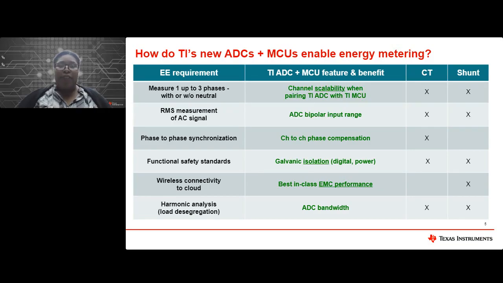However, that is only in the CD implementation. The next thing is you will have functional safety standards. So you're going to get galvanic isolation for both the digital and power measurements. And finally, you're going to get some of the best-in-class AMC performance with the shunt implementation, which would go into that AMC131M0 family. And then finally, for both CT and shunt, you're going to get excellent ADC bandwidth.